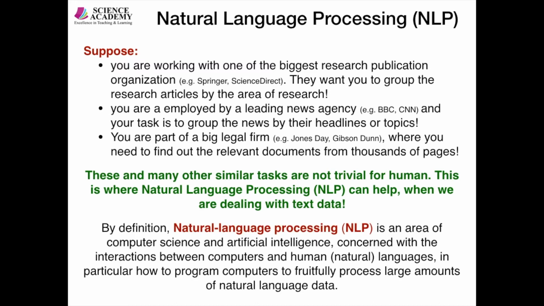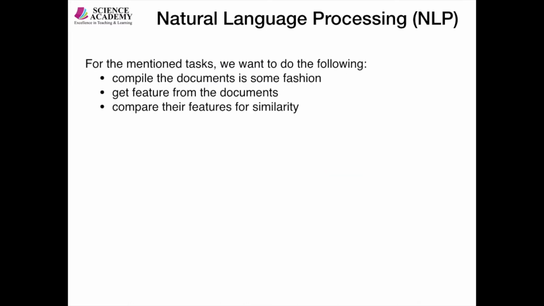Typically, by definition, NLP is an area of computer science and artificial intelligence concerned with the interactions between computers and human languages. In particular, how to program computers to fruitfully process large amounts of natural language data. For the mentioned tasks, we want to do the following steps. First, we compile the documents in some fashion. Then we get features from those documents. And then we compare their features for similarity.